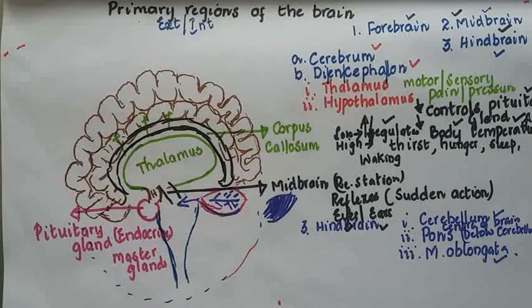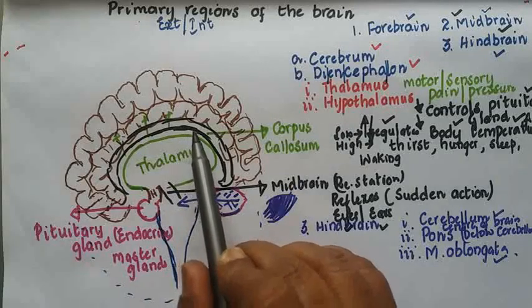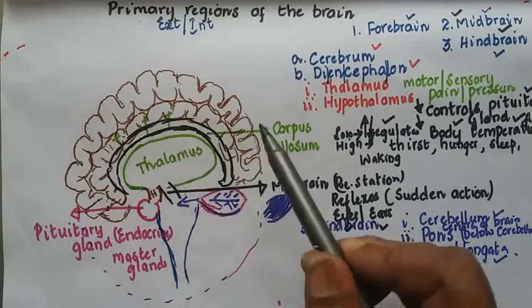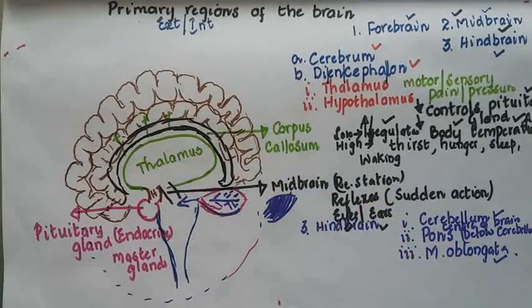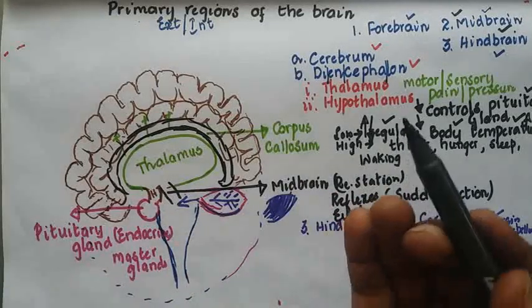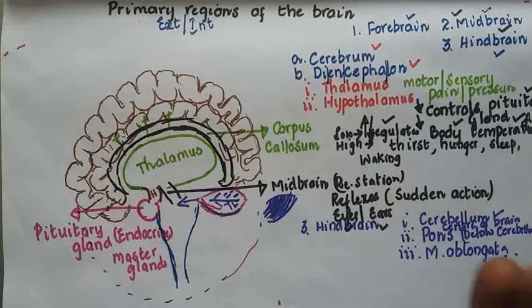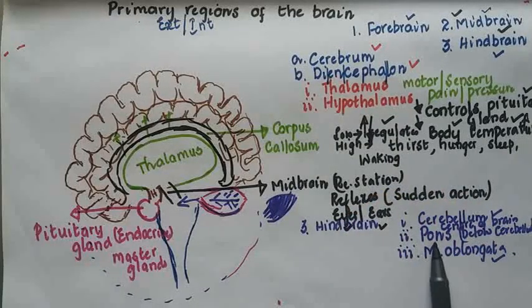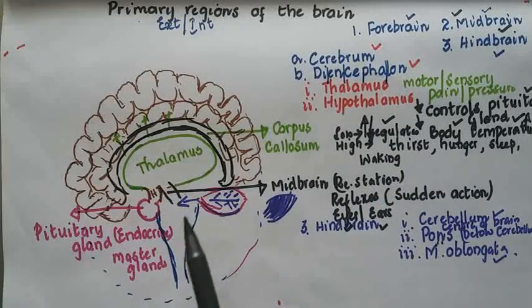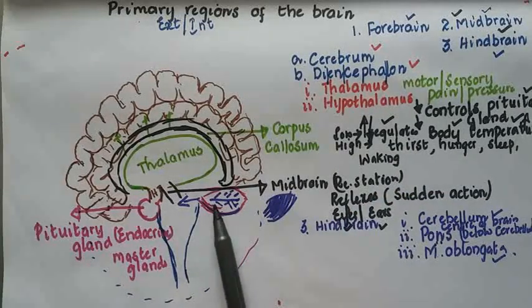Then, what is the function of the pons? Just like the corpus callosum, which conducts impulses from the right cerebral hemisphere to the left cerebral hemisphere, in the same way, the pons performs the function in relation with the cerebellum.